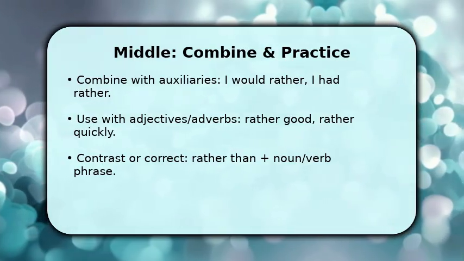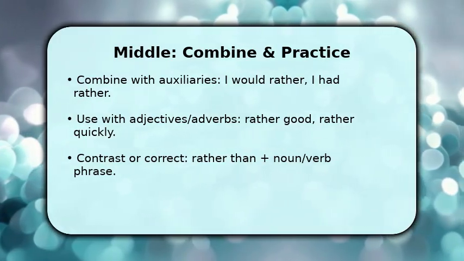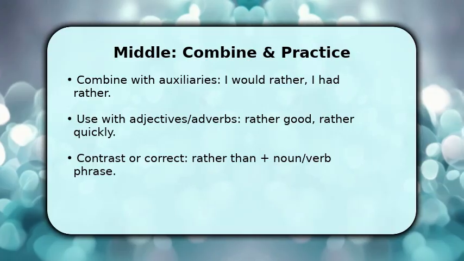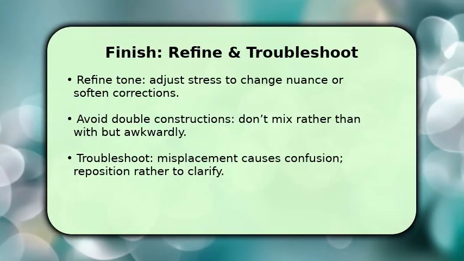Try negative forms and contractions to hear subtle shifts. Repeat sentences with varied stress to feel the difference between preference and soft correction. Then keep examples handy for reference. To finish, refine tone and placement so your meaning is clear.